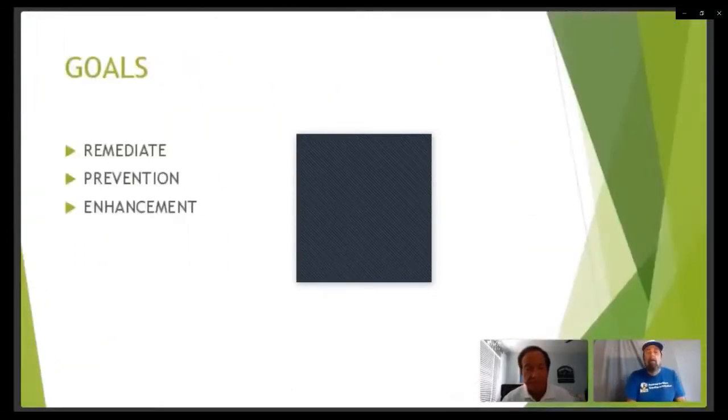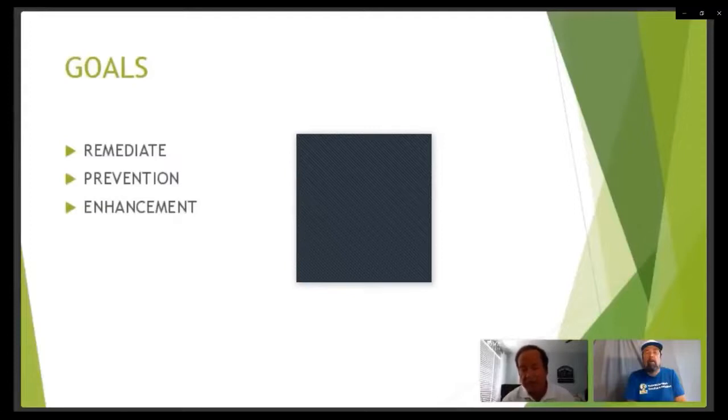Okay. Let's talk about goals. When you train somebody, there are 3 levels of training in this area of visual performance. One is remediation, one is prevention, and one is enhancement. So when we talk about remediation, there are players who come to see me because they have an eye problem. I have an eye muscle that's weak. Oh, then you're probably a good candidate for this training.